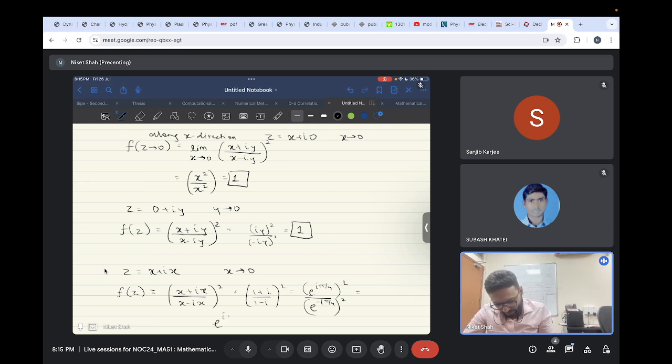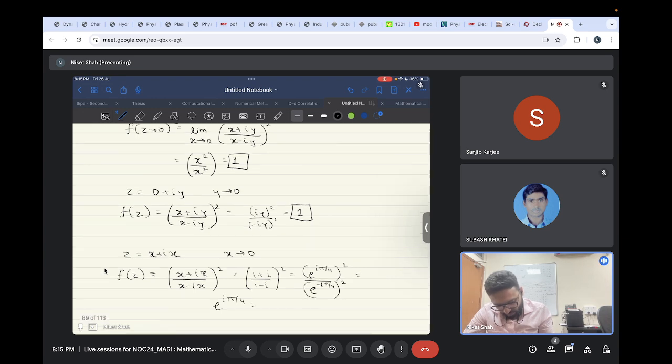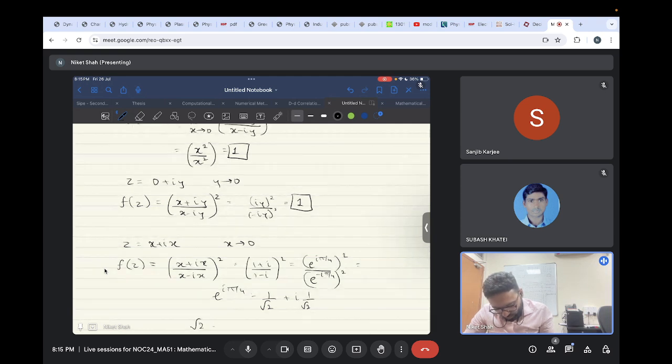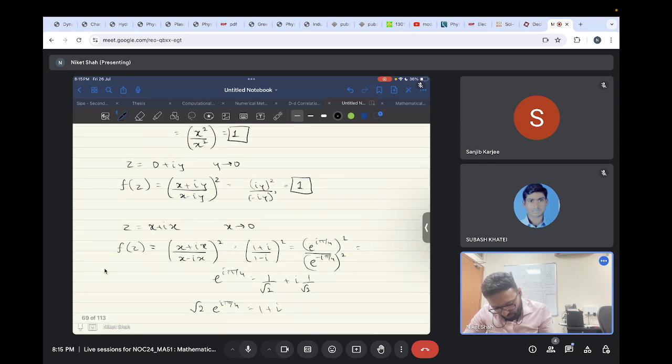So e power i pi by 4 is equal to cos pi by 4, which is 1 by root 2, plus i sin pi by 4, so i into 1 by root 2. This is e power i pi by 4. So root 2 into e power i pi by 4 is equal to 1 plus i. That's what I'm using here, but the root 2 from numerator and denominator will cancel out. So it's just e power i pi by 4 divided by e power minus i pi by 4, the whole square. So this is simply e power i pi, which is equal to minus 1.